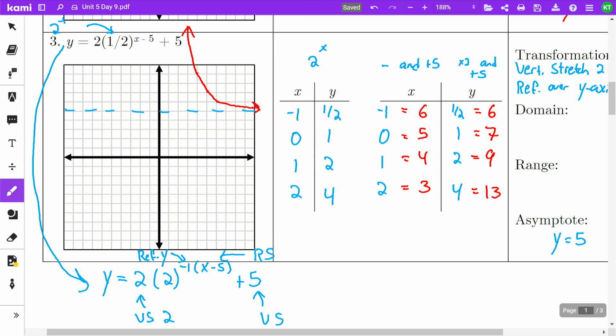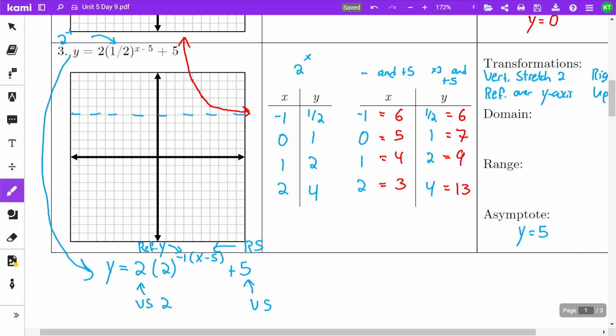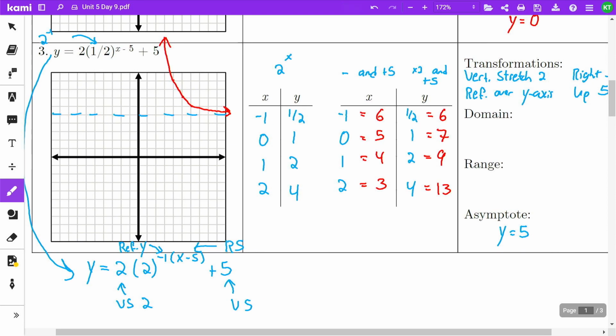So the last thing we have to wrap up and do is our domain and our range. My domain is going to be all real numbers. Again, my domain for every exponential will be all real numbers, and then my range will be dependent on my asymptote. So again, we have an asymptote of y equals 5, so the range is 5 to infinity. And that is our last example here of graphing exponential functions.